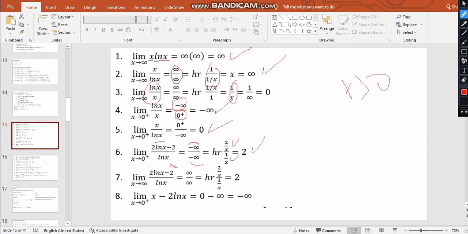Here it's infinity over infinity. You do L'Hospital's rule. 2 over x over 1 over x, it's 2. Limit as x tends to 0, this is 0, minus 2 times minus infinity, then 0 is minus infinity. So this is plus infinity, not minus, so plus infinity.